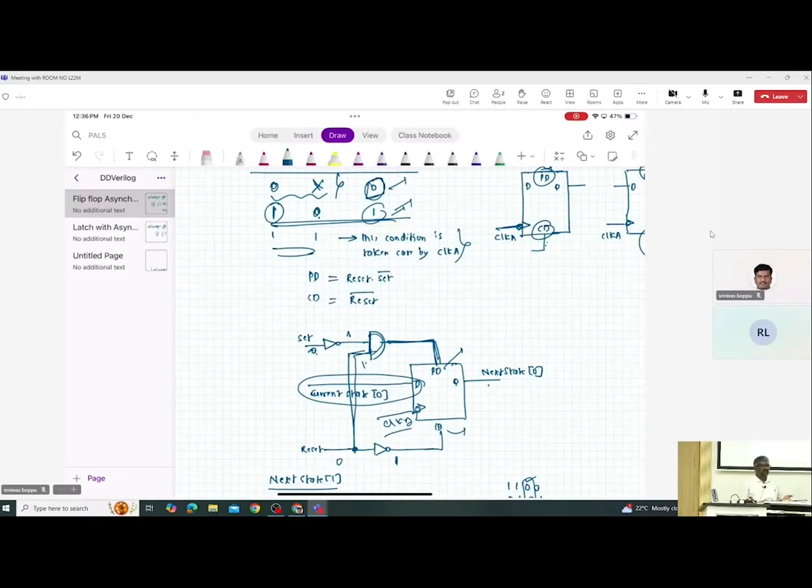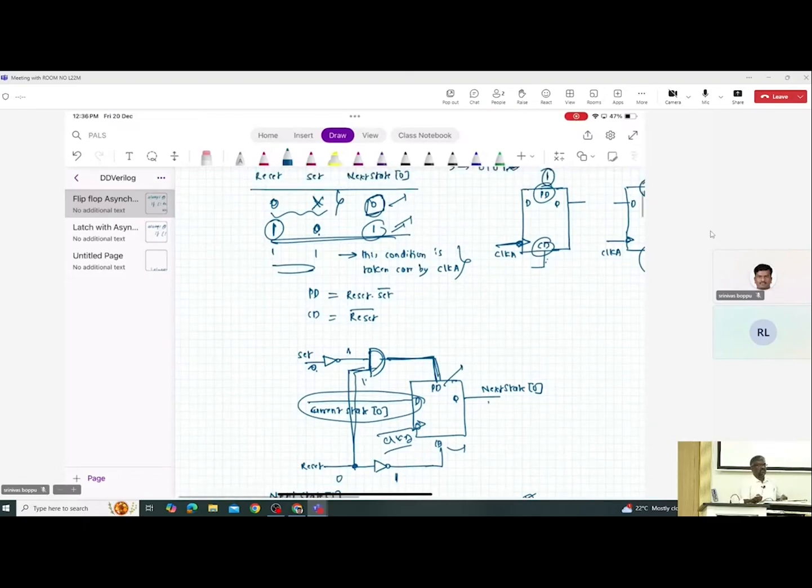It should be a reset bar, right. Now if you connect the reset bar, what will happen? If the reset equal to 0, reset bar will be 1, and if you connect 1 to this CD pin, what will happen? Your output should be set to 0. Is that right? So similarly, now let's talk about the preset pin.